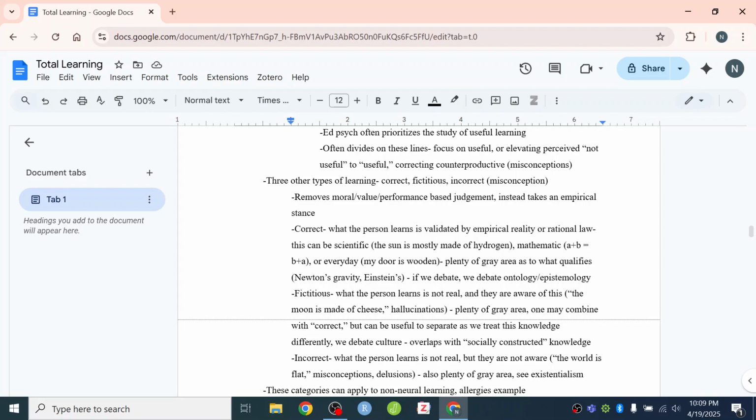And finally, the last category in this division is incorrect. What the person learns is not real, but they are not aware of this. And in my opinion, this is an important distinction between what we might call the learning of things that are fictitious and the learning of things that are incorrect.